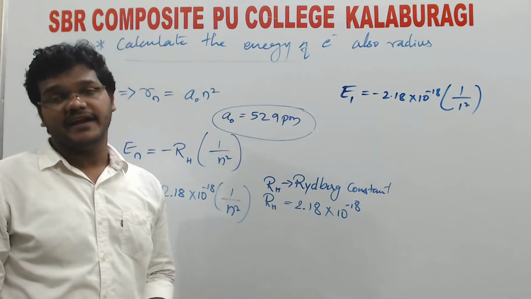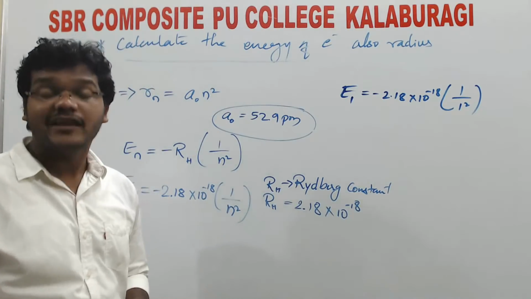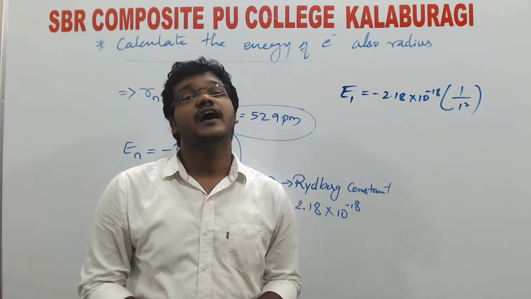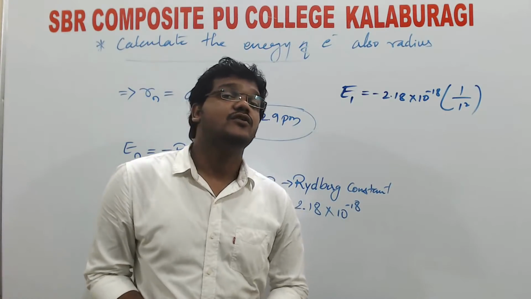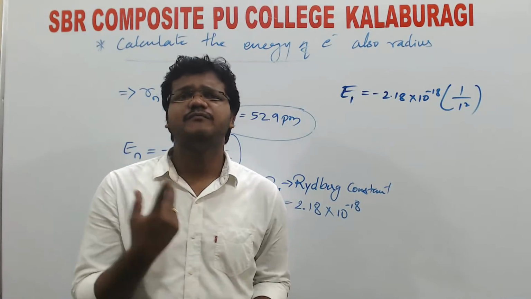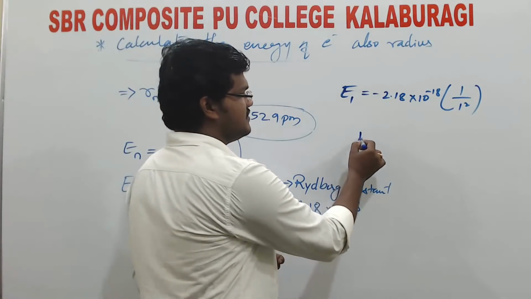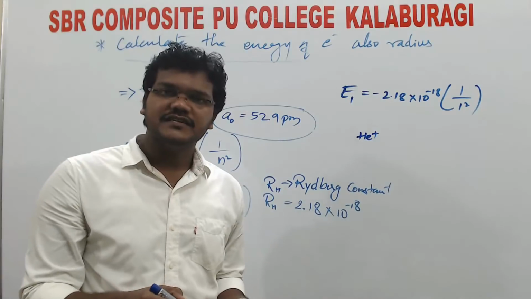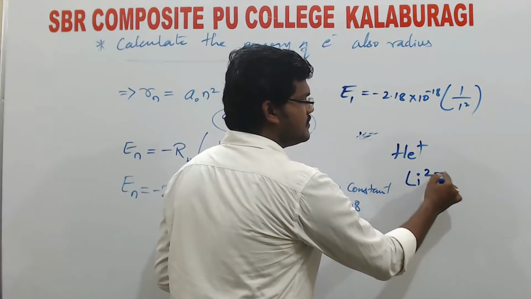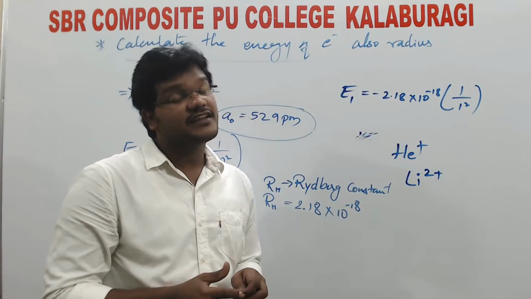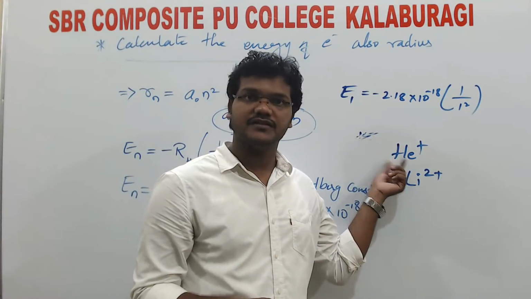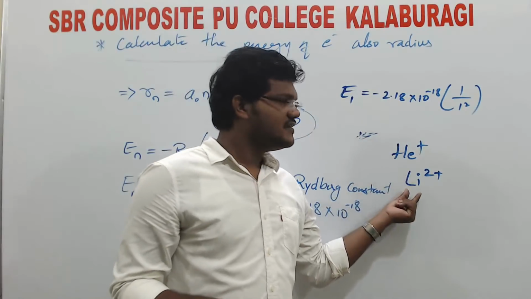It is also applied not only to the hydrogen atom, but even to hydrogen-like species too. Hydrogen-like species means it should have only one electron. For example, helium plus is a hydrogen-like species. Yes or no? Or else lithium 2 plus. How many electrons are there in helium? 2. Plus means I have removed one electron; after losing an electron, I get a positive charge. So helium has lost one electron. So helium plus has only one electron. Then lithium 2 plus.